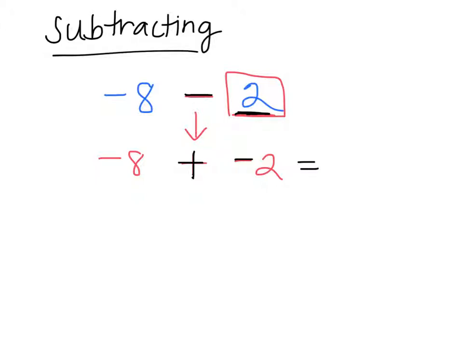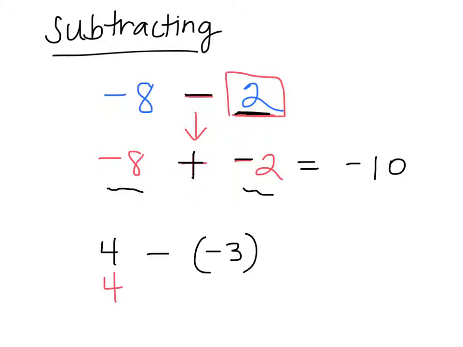Now I can solve this. What's a negative 8 and then 2 more negatives? Well, they're the same sign, so I just get to put them together. I get negative 10. Here's another example. If I said 4 minus negative 3, I keep my first number. I see subtraction, so I'm going to change it to add, and I'm going to do the opposite of negative 3, which is 3. So now look how easy this is. 4 plus 3 is 7. So there's my answer.